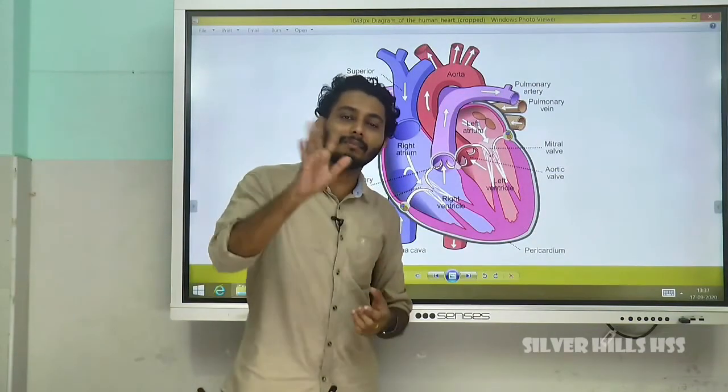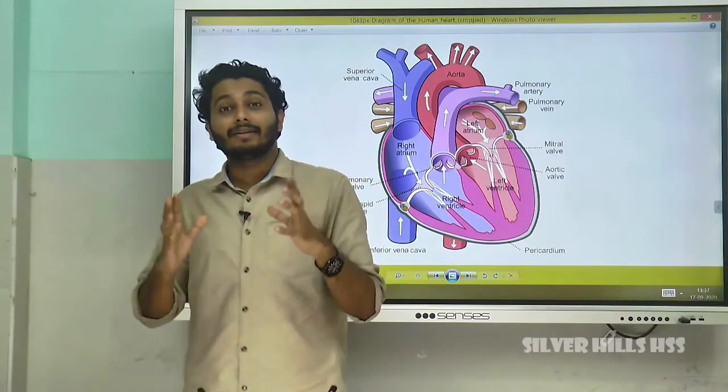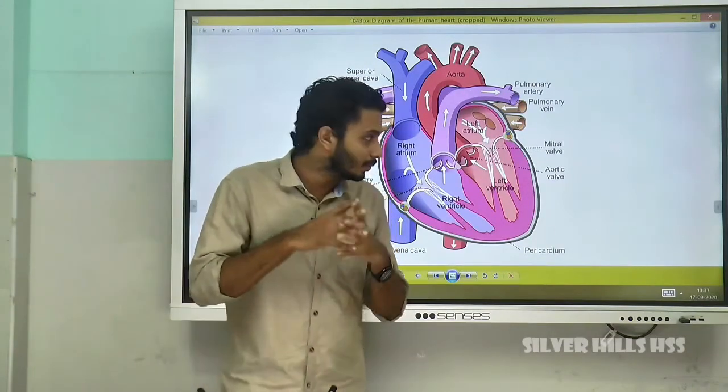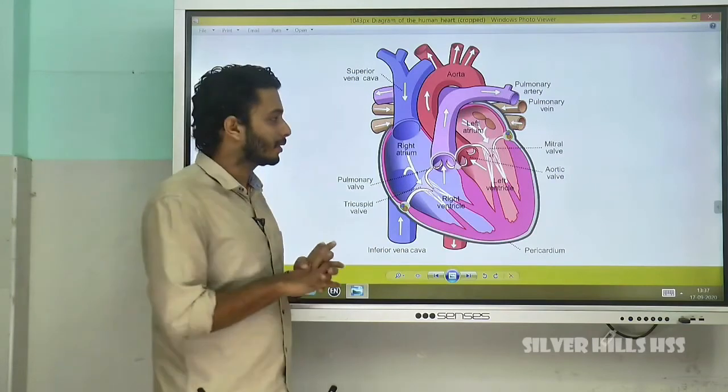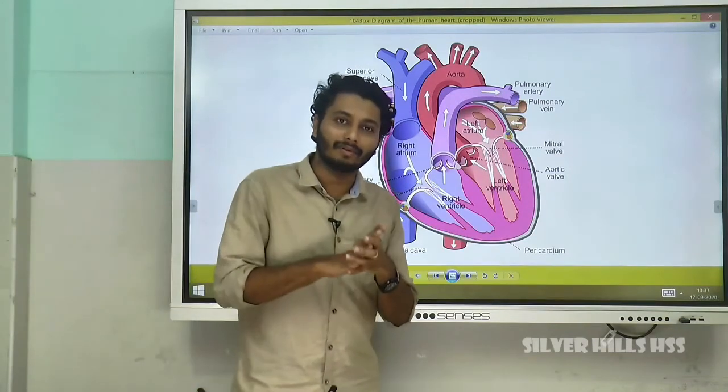So during one complete circulation, the blood enters the heart twice, and due to this, it is called what? Double circulation. This is the total process involved in circulation.